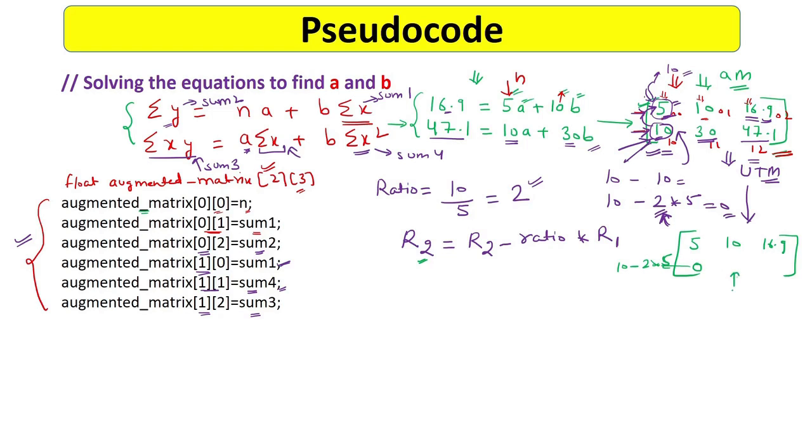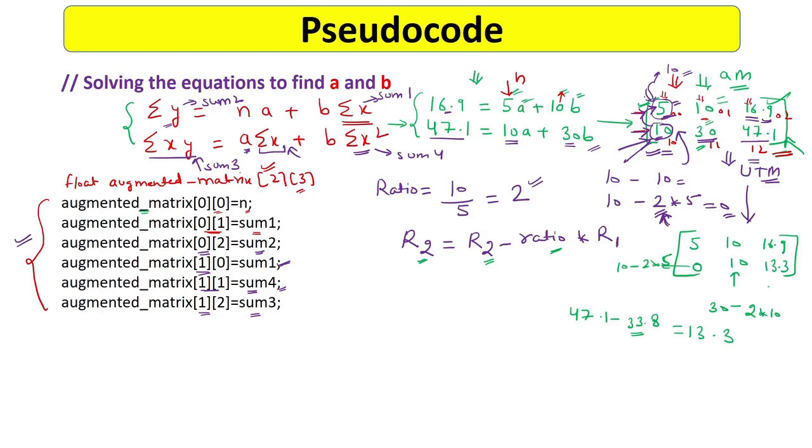Now what will be here? It will be 30, that is the row 2 element, minus the ratio, which is constant, that is 2, multiplied by this 10. So 2 multiplied by 10 is 20, and 30 minus 20 gives 10 here. The same way, what will come here? It will be 47.1 minus twice of 16.9. Twice of 16.9 is 33.8, so the total after subtraction will be 13.3. So this will be 13.3.